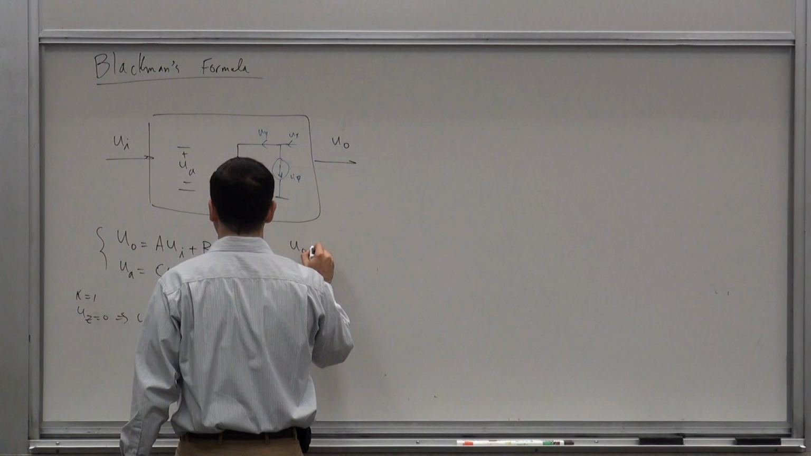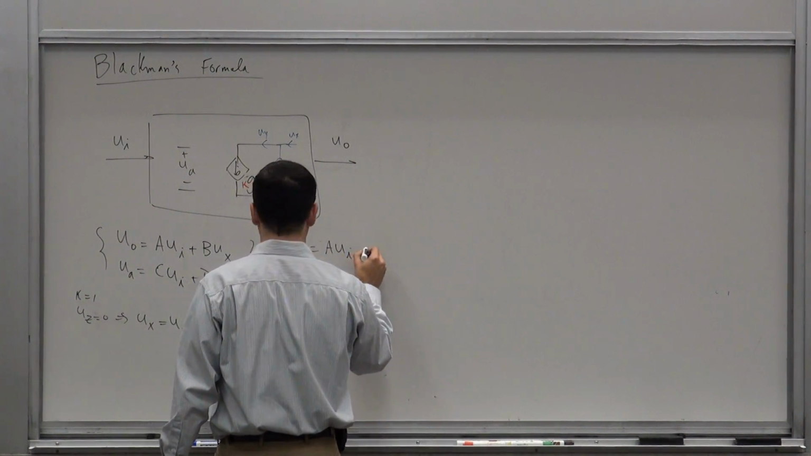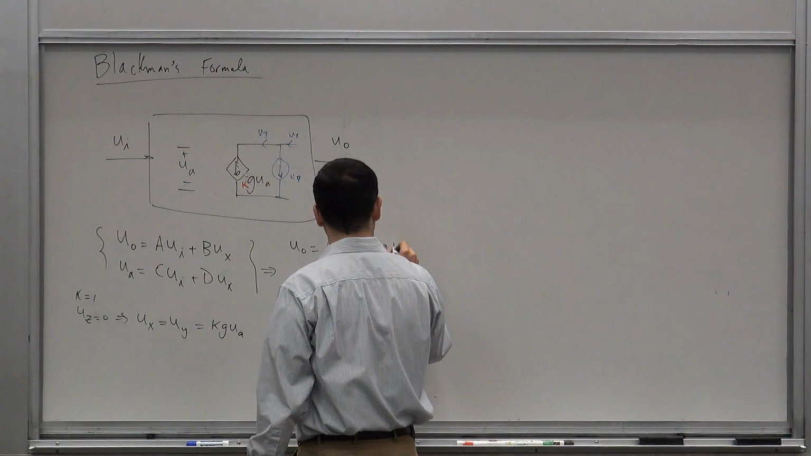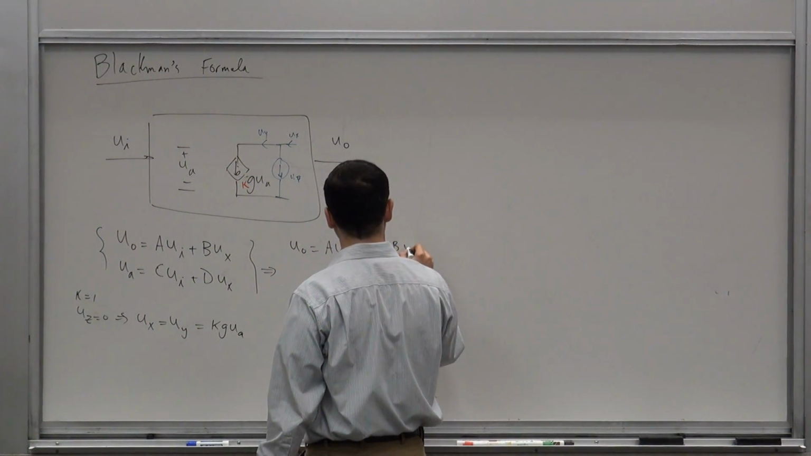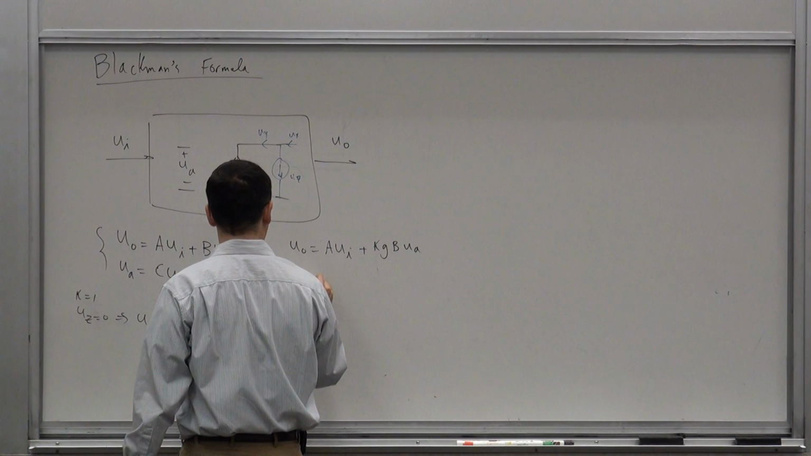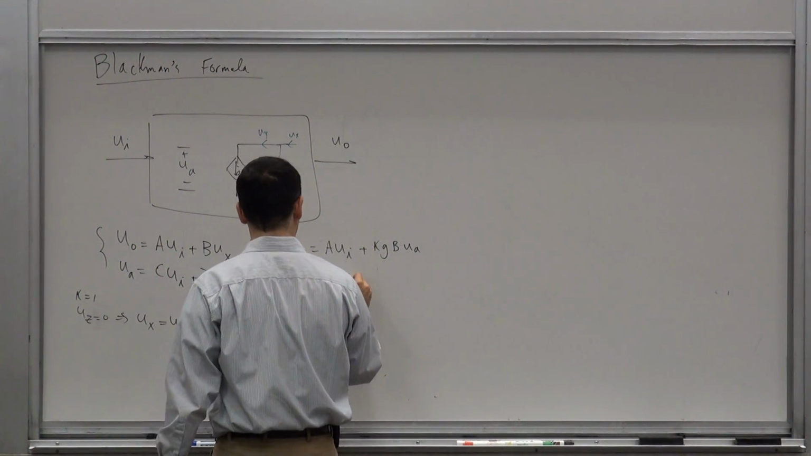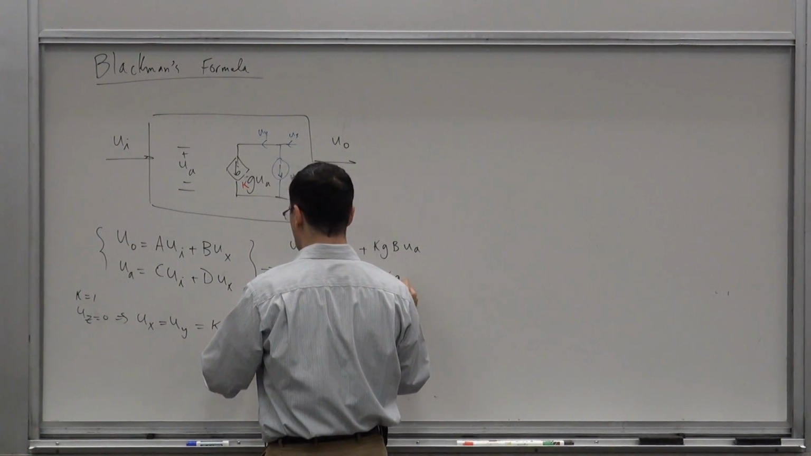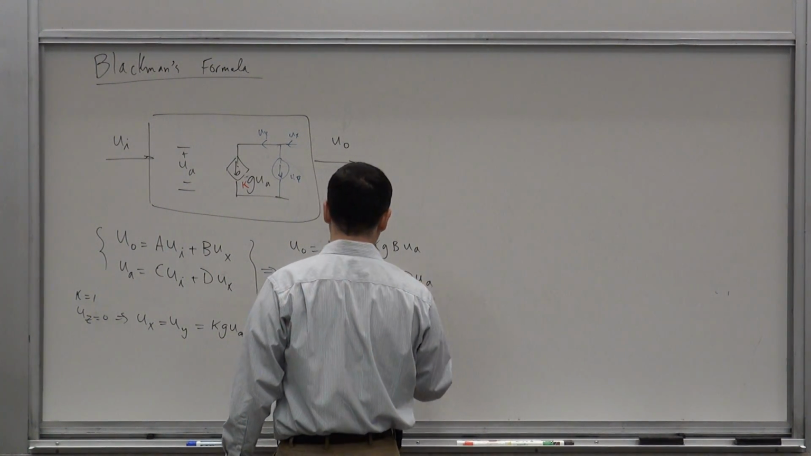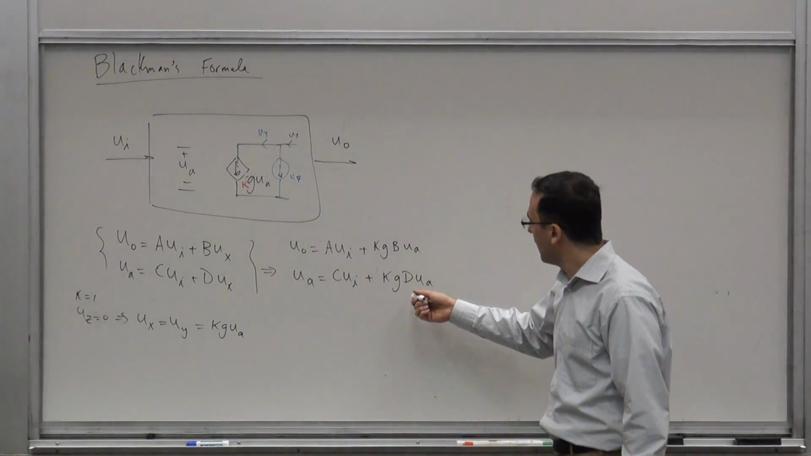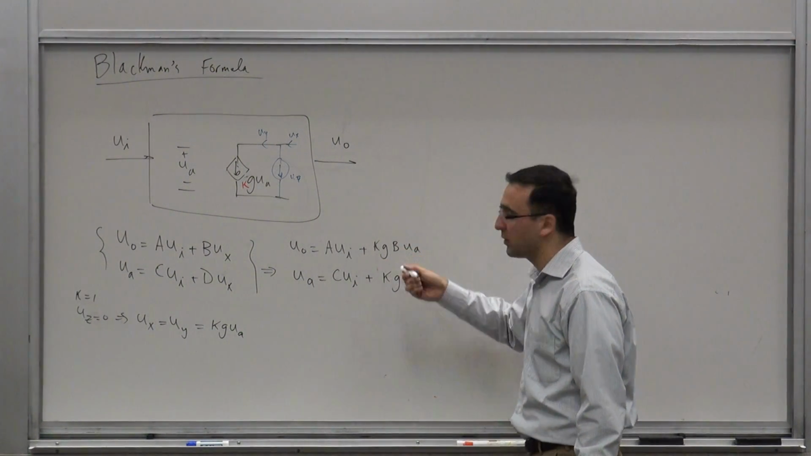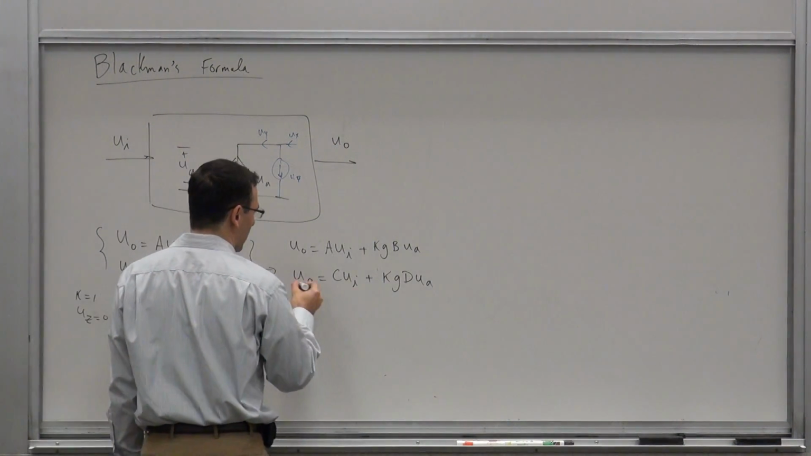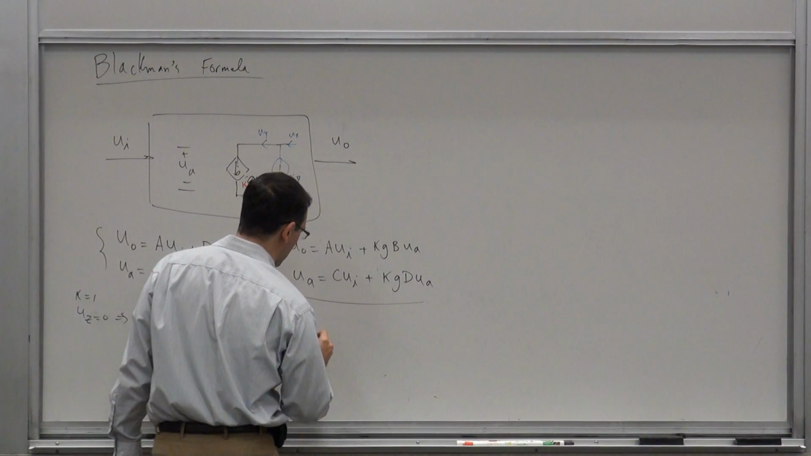So I can plug this back into these equations. I get UO is A UI plus KGB UA, and then UA is C UI plus KGD UA. We can solve for UA in terms of UI from this one and plug it into that one, and then we get UO over UI. This is what we did before. I'm just quickly redoing it because I'm going to redo some of the results.